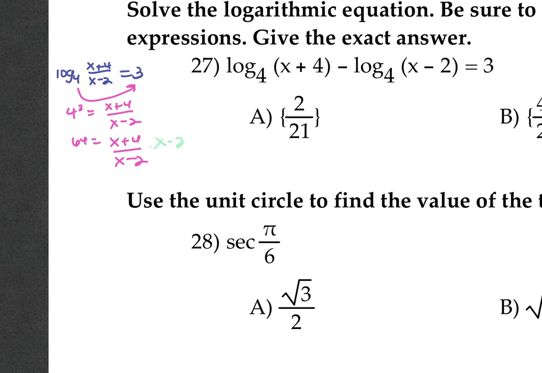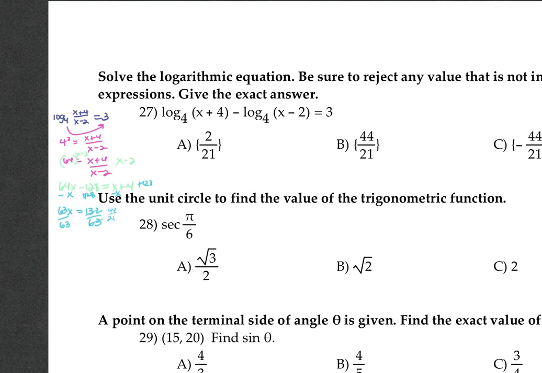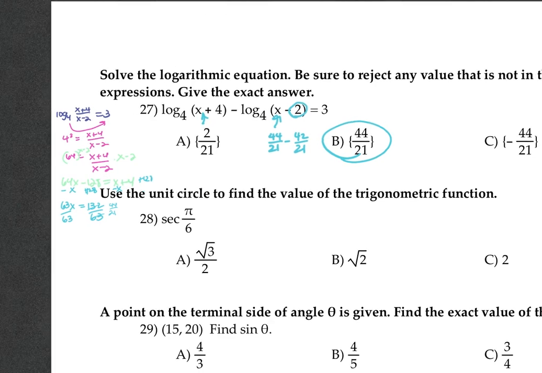Multiply both sides by x minus 2, and I get 64x minus 128 equals x plus 4. Subtract the x, 63x, add the 128, equals 132. Divide both sides by 63, and these are both divisible by 3. This would be 44, and this is 21. So then we check 44 over 21 into both of these. 44 over 21 would be subtracted, and then 2 would be 42 over 21. So it works, and we get to keep that 44 over 21.